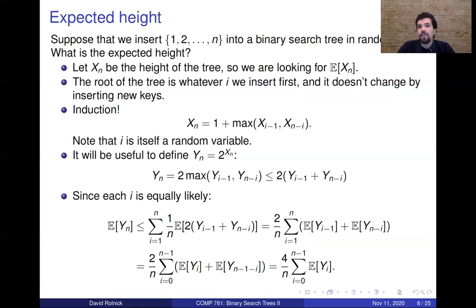Then we just did a substitution and said instead of height, we're going to consider 2 to the power of height. We did a relaxation, and instead of saying max of 2 things, we said the sum of 2 things. We made that less than or equal to. And then we just rearranged some terms and used linearity of expectation. And now we have that the expected value of y sub n, our random variable, is less than or equal to 4 over n times the sum of the expected value of y sub i, where i goes from 0 to n minus 1.